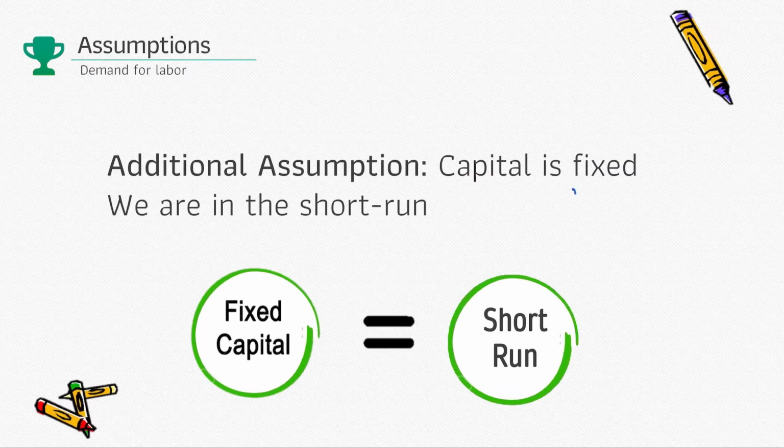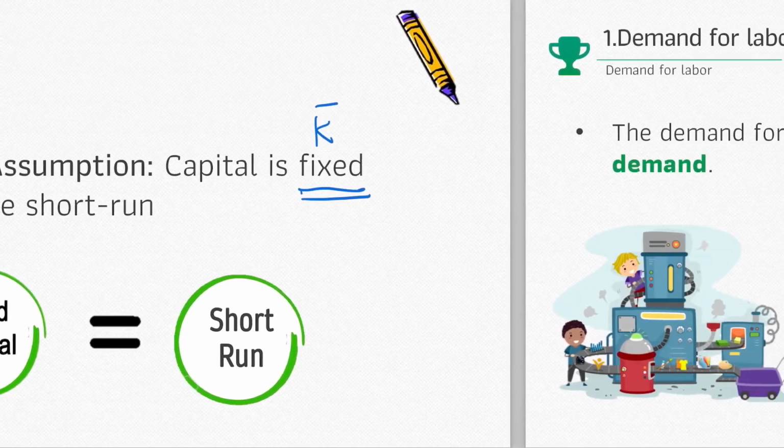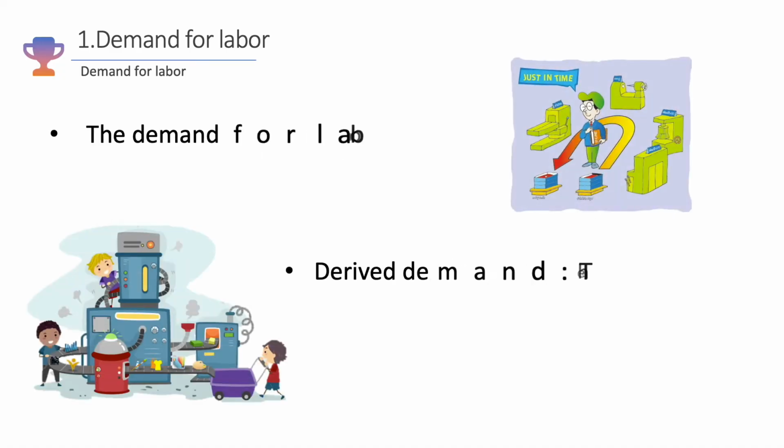An additional assumption is that capital is fixed. K is fixed. We are in the short run period. What is a short run period? I will talk about the short run later on. First one, demand for labor.